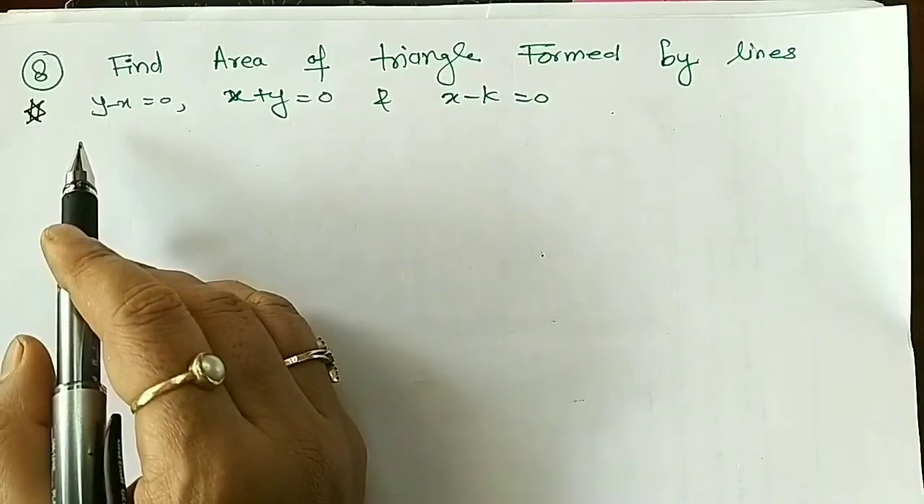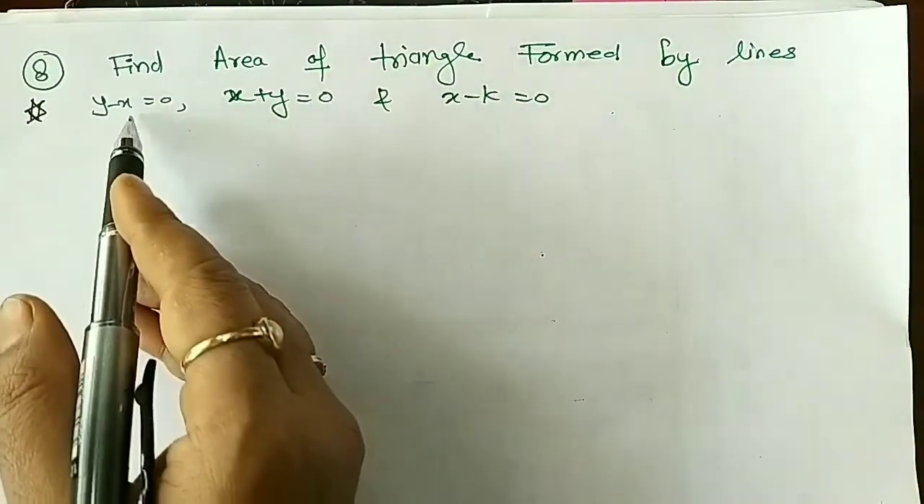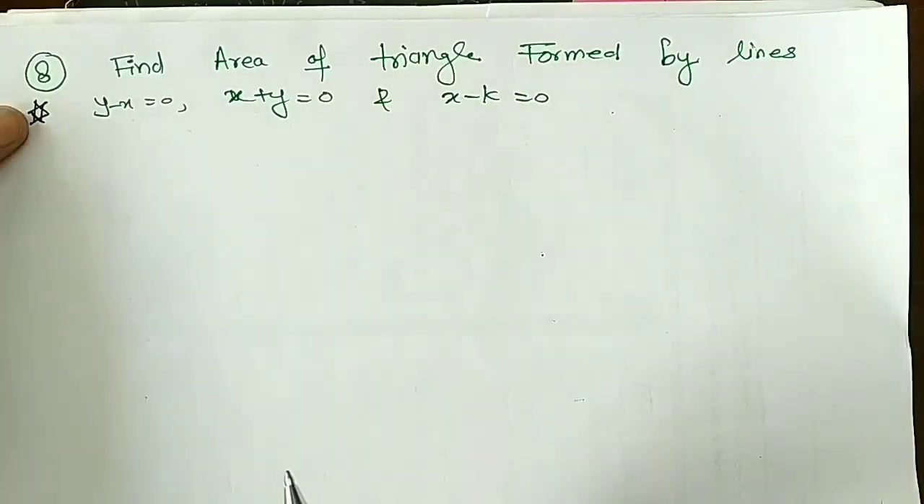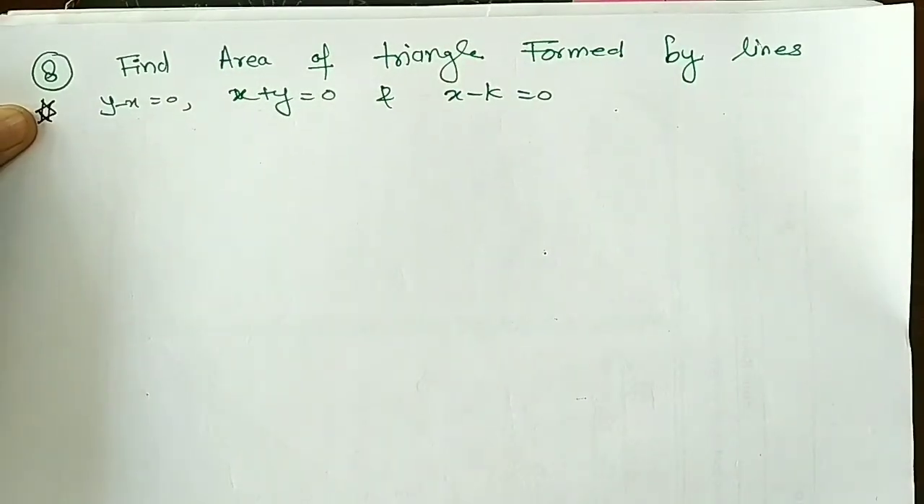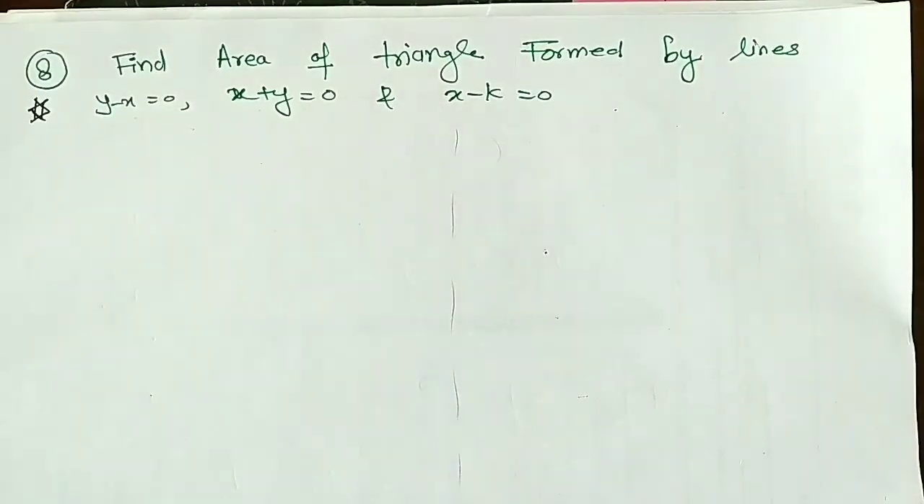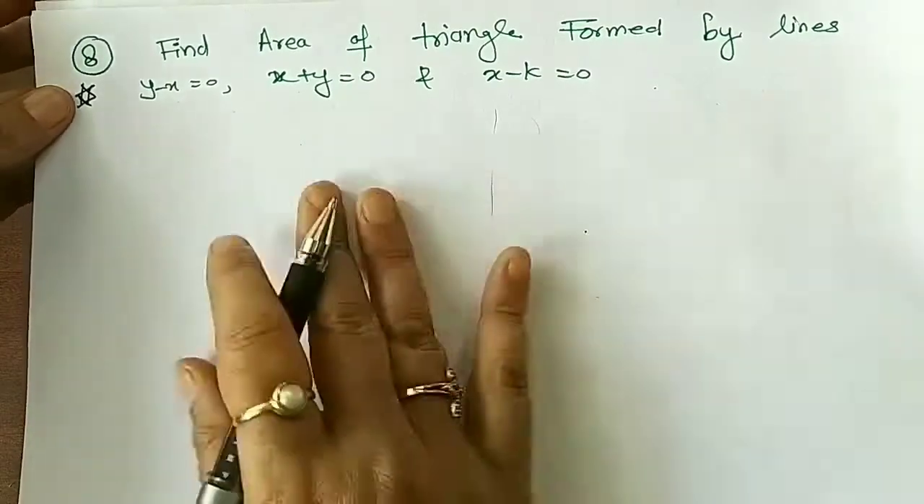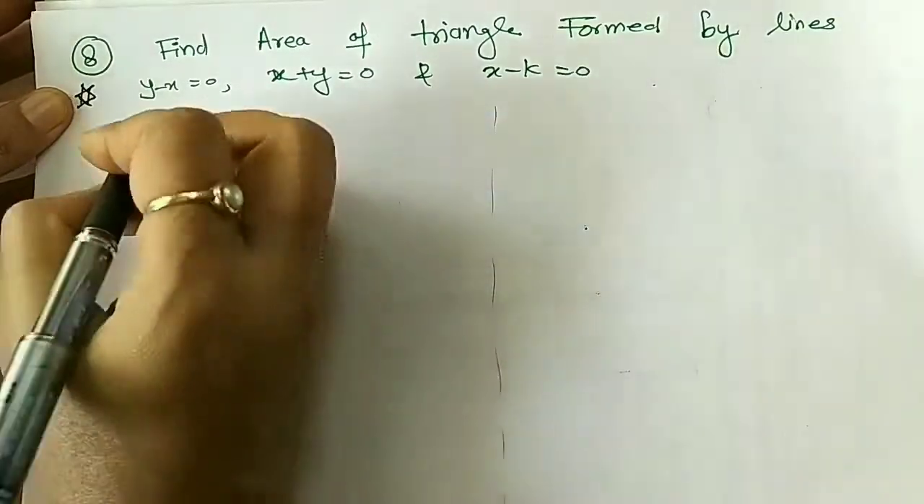So this is question number 8 from same exercise. Find the area of triangle formed by this line, and this line. This question is important and it will clear many concepts, guys. Okay, so first of all, let's try to make the sketch of these lines one by one. So I will teach you the lines one by one and then we make a triangle.